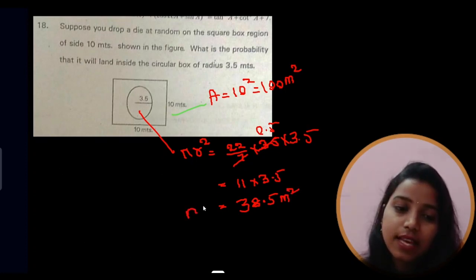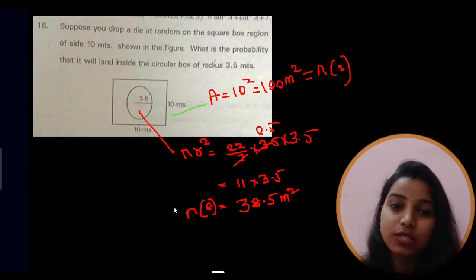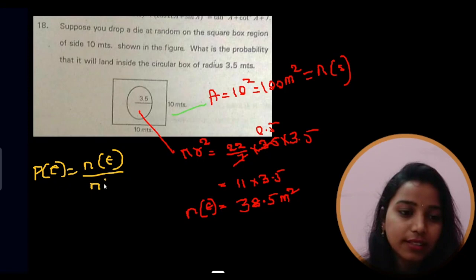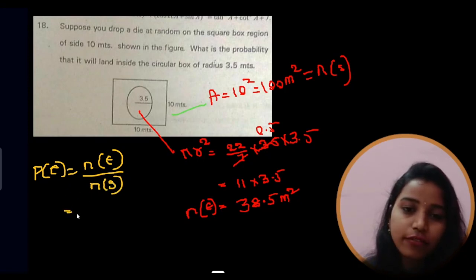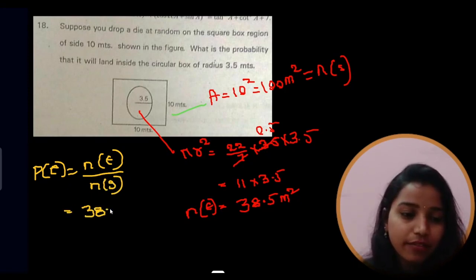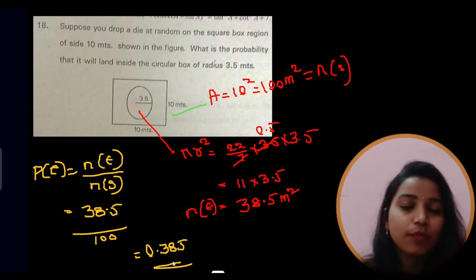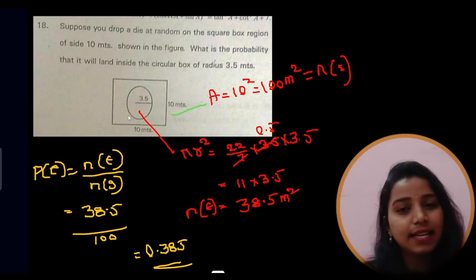Now, what is being asked? The probability of getting the favorable outcome over the total possible outcomes. Now, what is being asked? The probability of getting the ball inside the circular box, right? So, P of E is equal to N of E by N of S. That is nothing but N of E, what is it? 38.5 by, what is N of S? It is 100. So, simply it is 0.385. Okay. So, this is the probability of getting the ball inside the circular box.